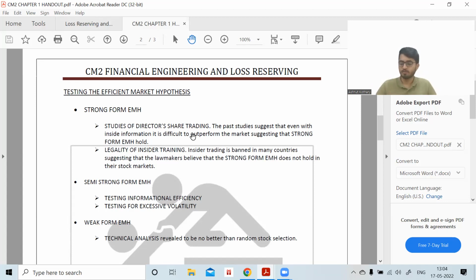Next, quickly just covering weak form EMH, technical analysis. So again, there are various technical strategies you can come up with. Most of the time it has been seen that using any one particular strategy hasn't delivered higher risk-adjusted returns consistently in all different market scenarios. So using the same strategy for, let's say, 10-20 years, you haven't been able to generate higher risk-adjusted returns.